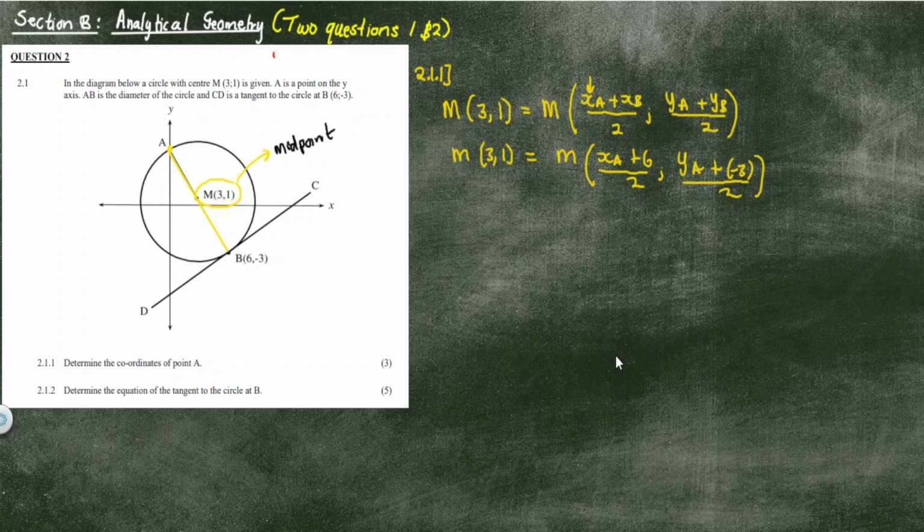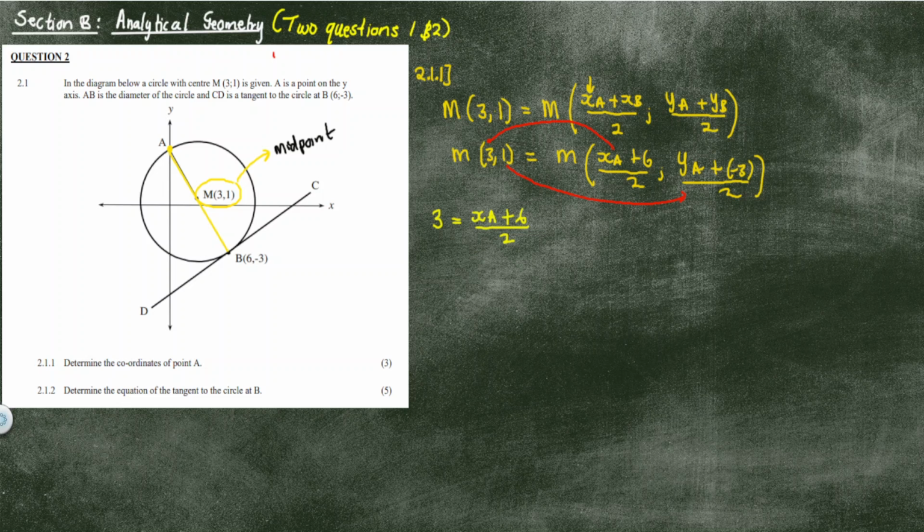So if the coordinates of A were known, I would substitute here and continue with this calculation, and I should get 3 as a final answer, and I should get 1 as a final answer here. But now the coordinates of A, we are going to have to calculate them. So since this 3 must equal this, and this 1 must equal this, I'm just going to equate them, meaning 3 is equal to XA plus 6 over 2. This is an equation on its own.